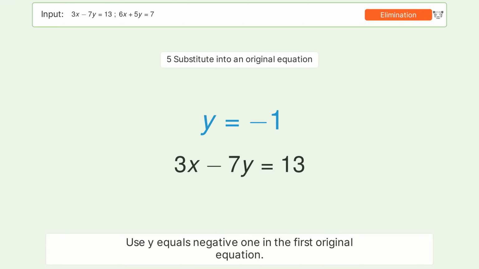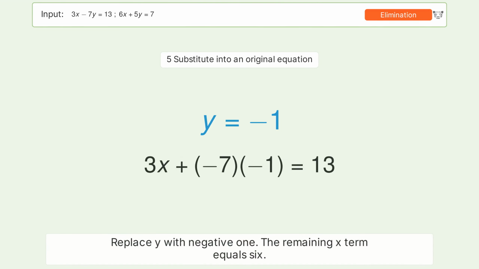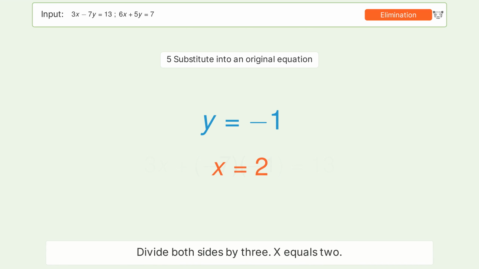Use y equals negative 1 in the first original equation. Replace y with negative 1. The remaining x term equals 6. Divide both sides by 3.